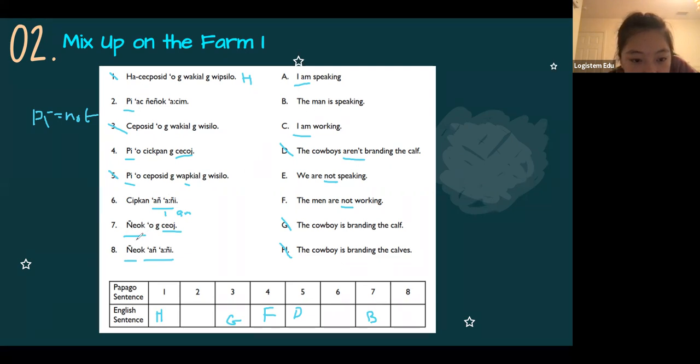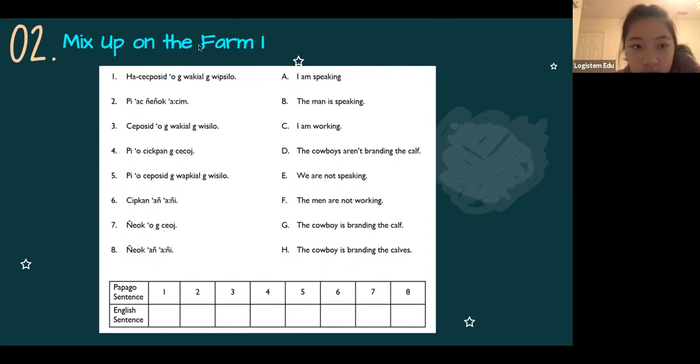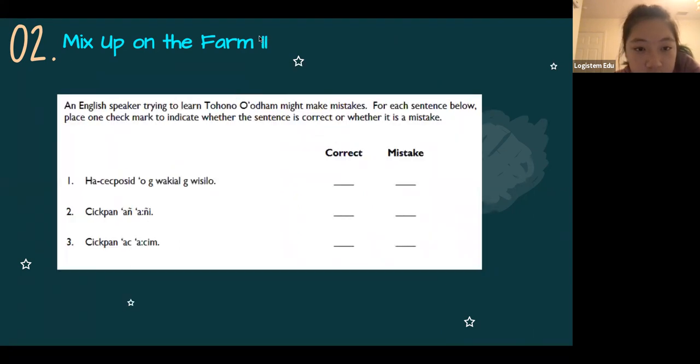So if we see that this means speaking, then that means that A has to be A, and then C would be 6. So then we have left that number 2 is E. So basically just look through some patterns. And then the next one, find the sentences that are wrong.